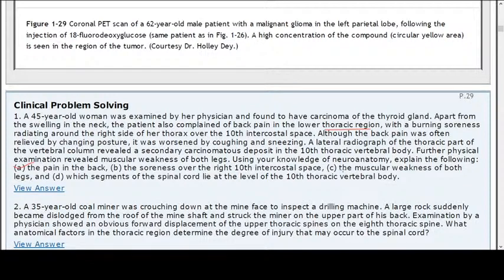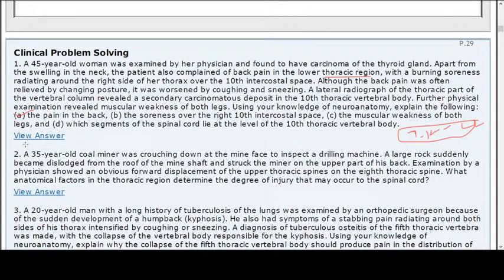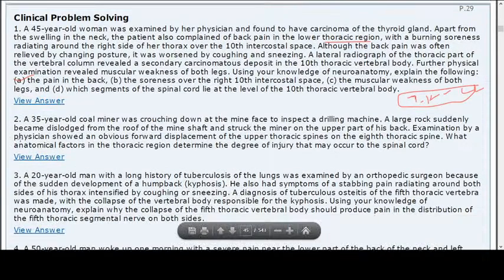The motor neurons that supply the legs, I think, are present from T12 to lumbar 2, I guess. So if they get compressed, obviously there would be weakness of both legs. This is one of the questions. I just want to see the answer, but let's not see the answer.